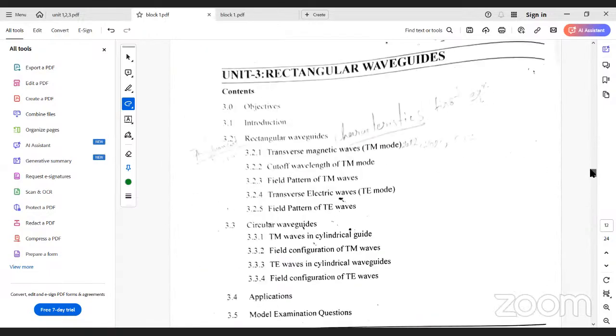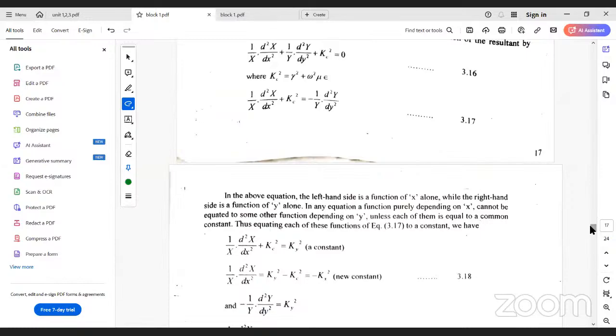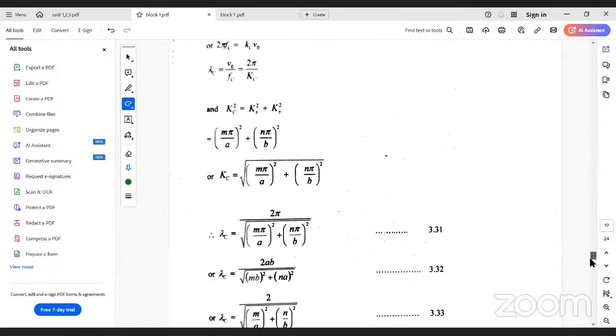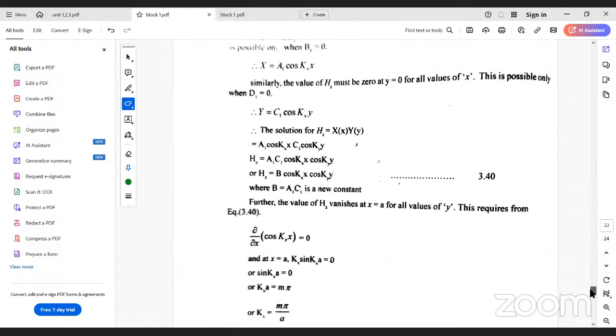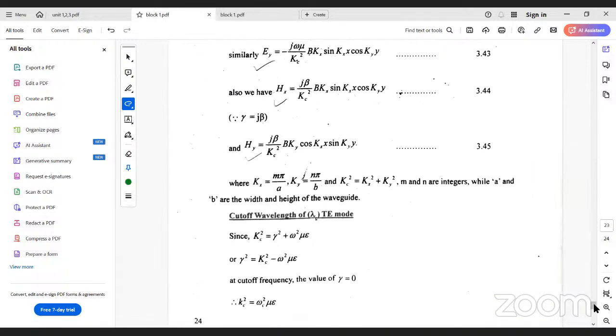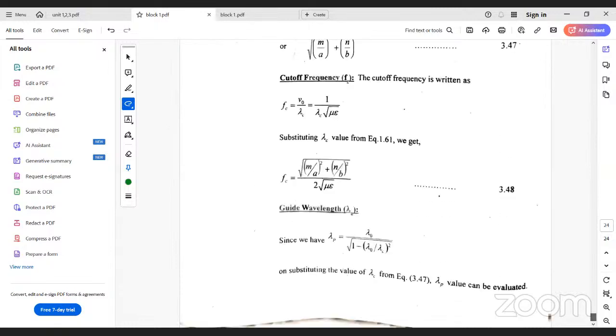Next is, first I will show you which type of questions you will get, and we will go for the derivation part. At the last page, what are the questions regarding the third block, unit 3?